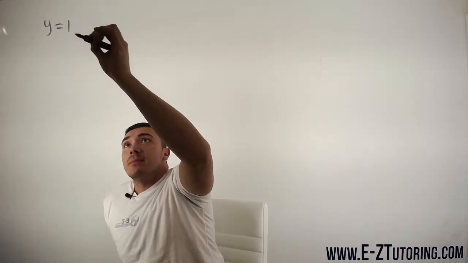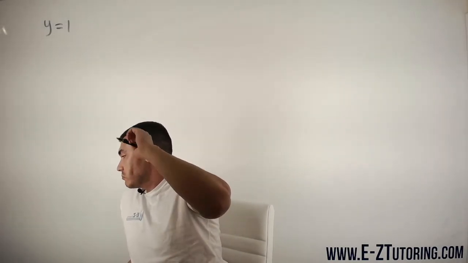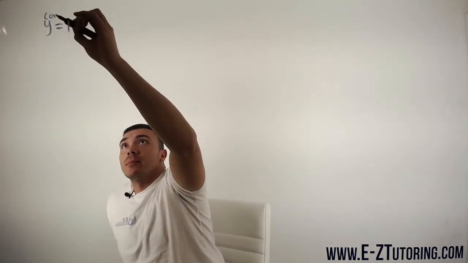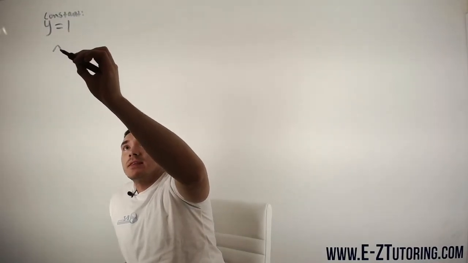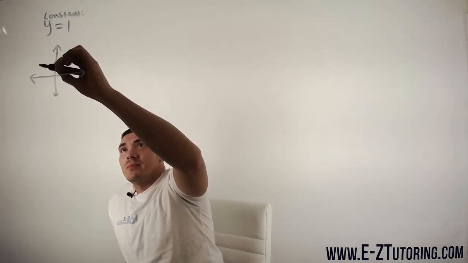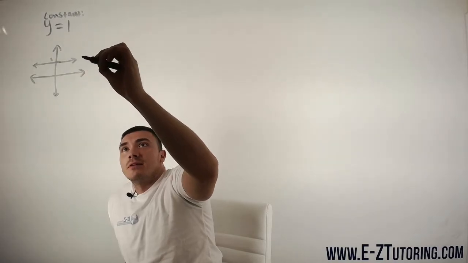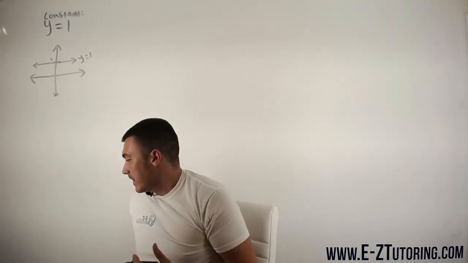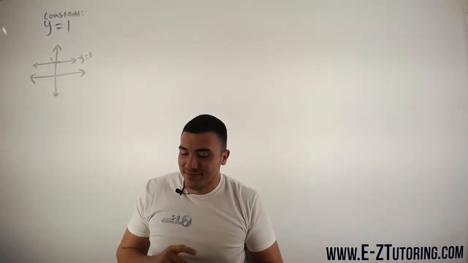So the first type I'm going to go over is a constant graph where y is just equal to a number. So this is the constant one. In this case, all you will have on your graph is simply a horizontal line at 1 for y equals 1. So your constant graphs are just simply a straight line.